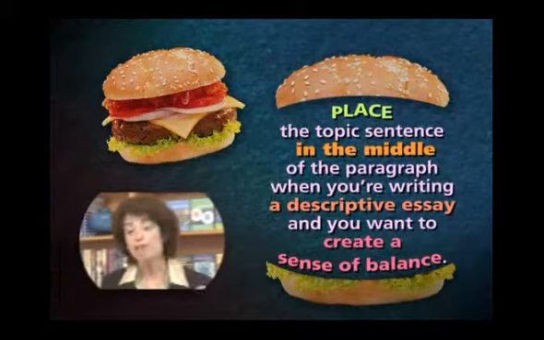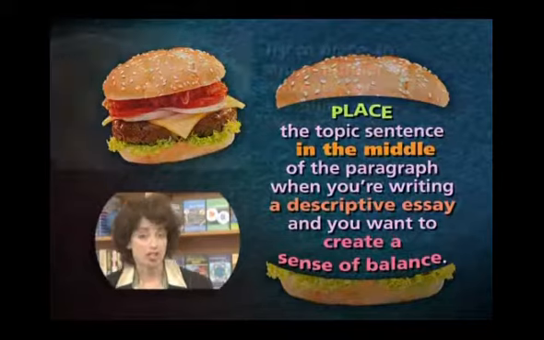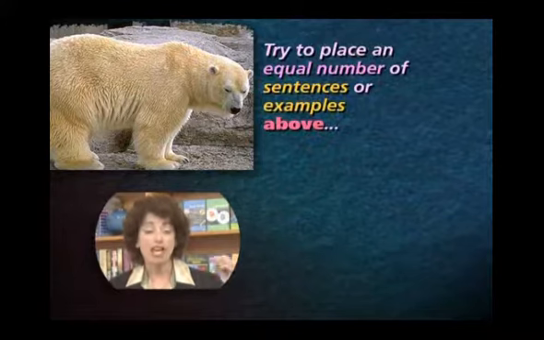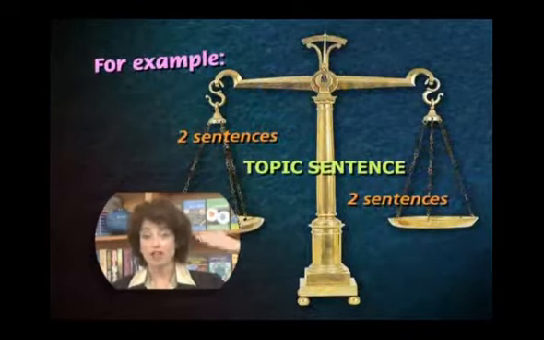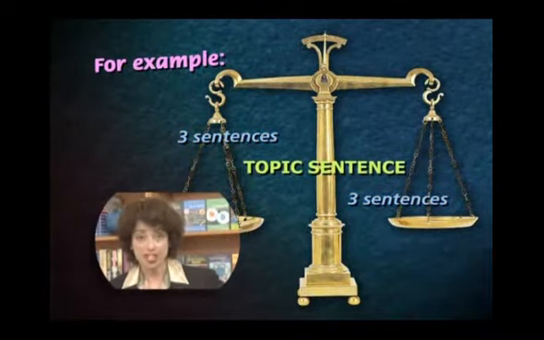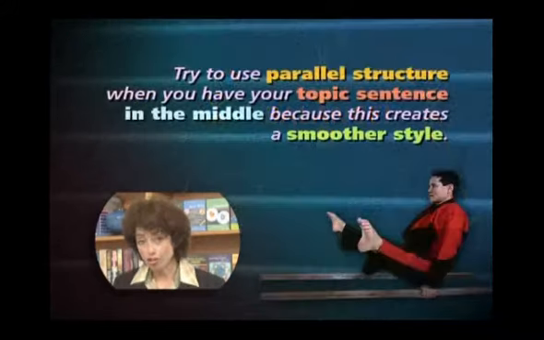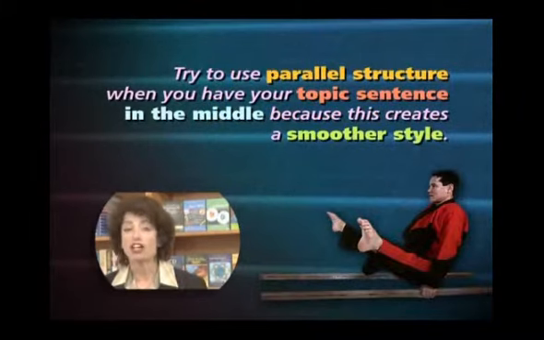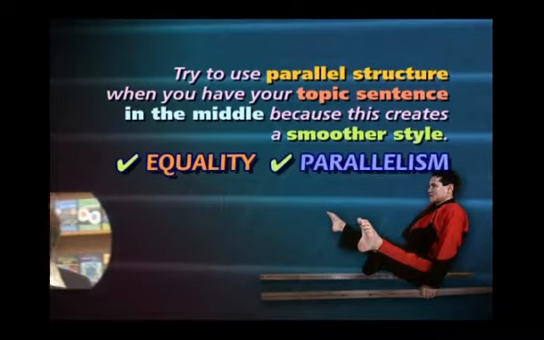Place the topic sentence in the middle of the paragraph when you're writing a descriptive essay and you want to create a sense of balance. Try to place an equal number of sentences or examples above and below the topic sentence. For example, you might have 2 sentences above it and 2 sentences below it, or 3 sentences above it and 3 sentences below it. This helps bring across that idea of balance. Also, try to use parallel structure when you write this way, because this creates a smoother style. So when you have your topic sentence in the middle, go for equality and go for parallelism.